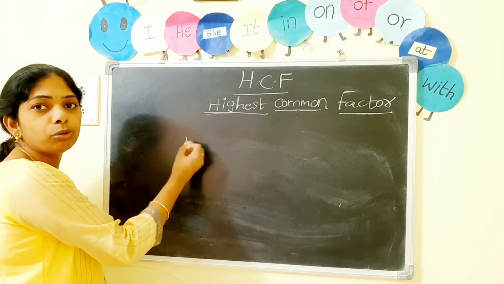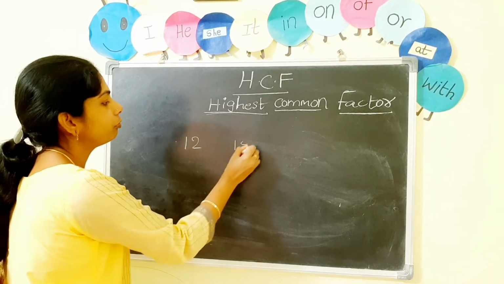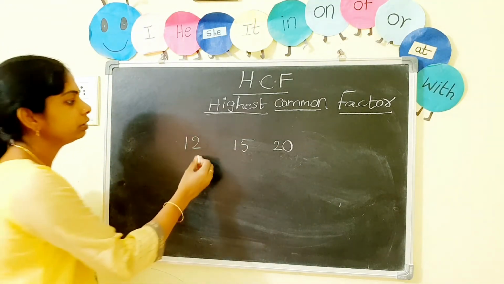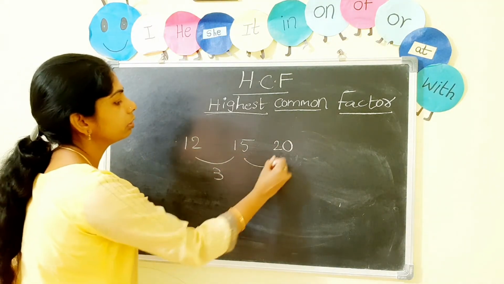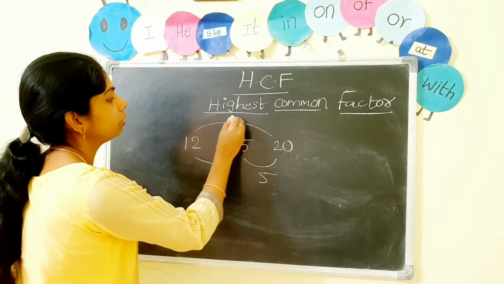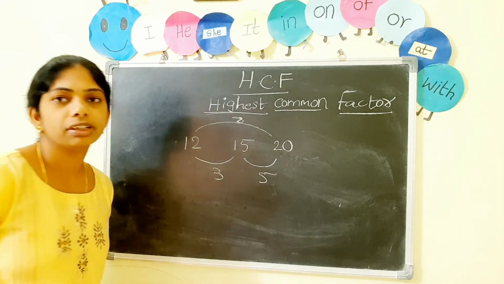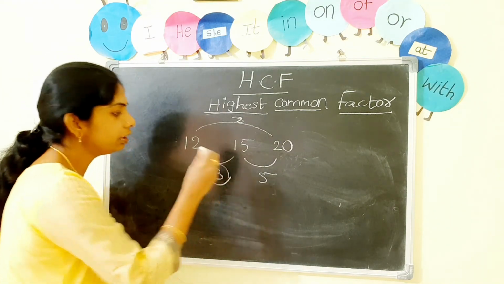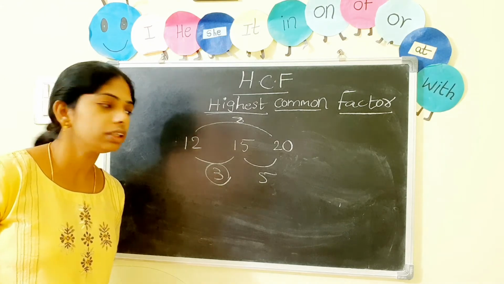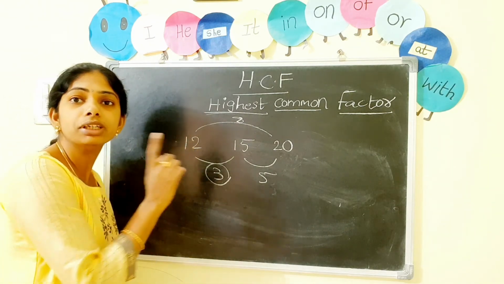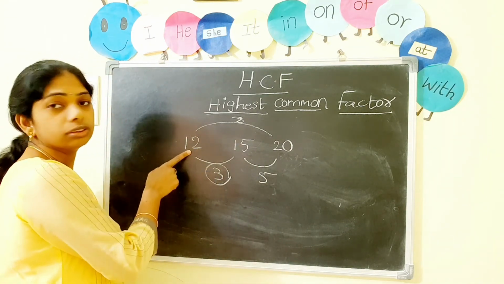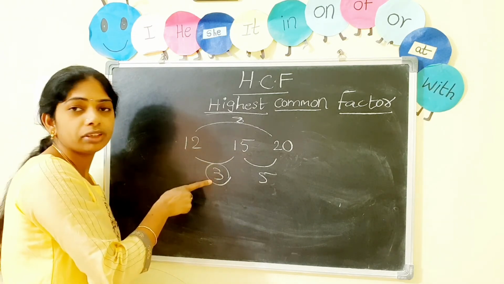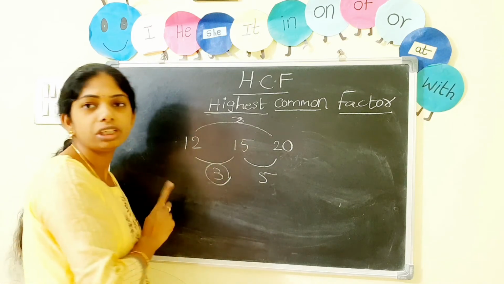Let's take one more example: 12, 15 and 20. Find the differences: 3, 5, and obviously 8 is bigger than the remaining numbers. So what is the least difference? 3 is the least difference. Check whether it is a divisor of the given numbers or not. 12 is divisible by 3, 15 is divisible by 3, but 20 is not divisible by 3.